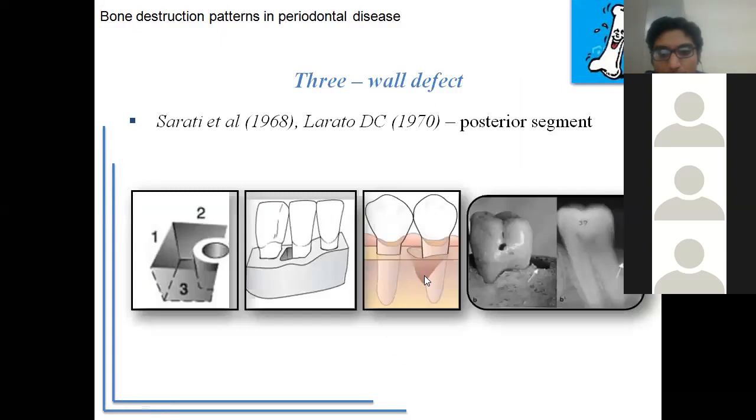This is one example of a three-wall defect, which occurs in your posterior segment. Three-wall defects are more common in your posterior segment as compared to your anterior quadrant. So these are three-wall defects where three walls are remaining and only one wall is missing. So you can do bone grafts and bone regeneration more commonly in case of three-wall defects.